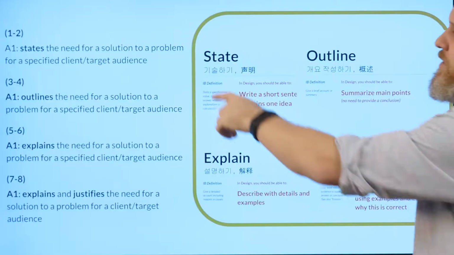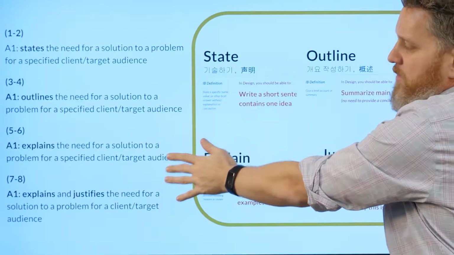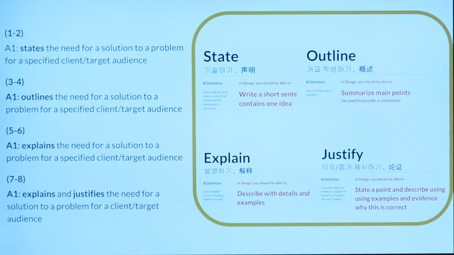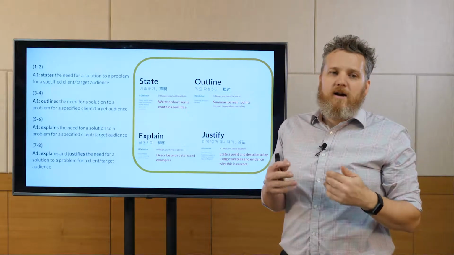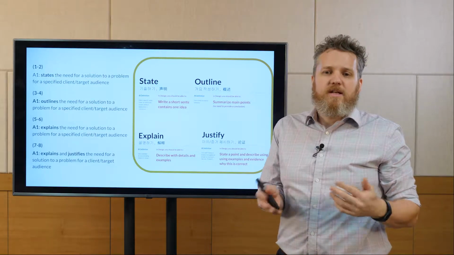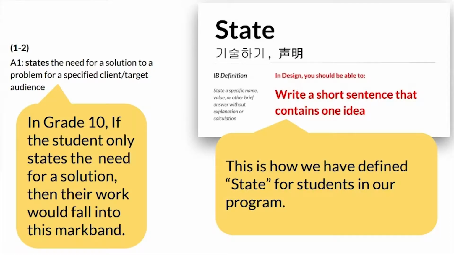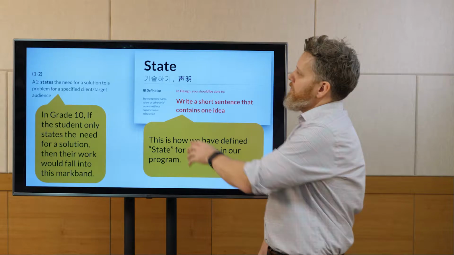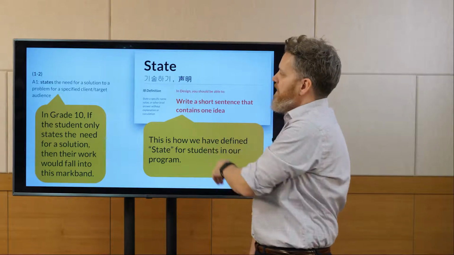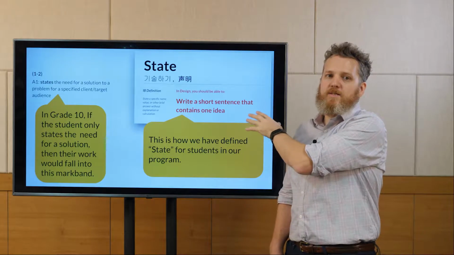So our rubric is structured along this continuum here: state, outline, explain, and justify. And that's done so that when we structure the task, students and teachers can understand the expectations at each level. So let's look at that in a little bit more detail for you. If we have this term here, state, again, we're looking at writing a short sentence that contains one idea.